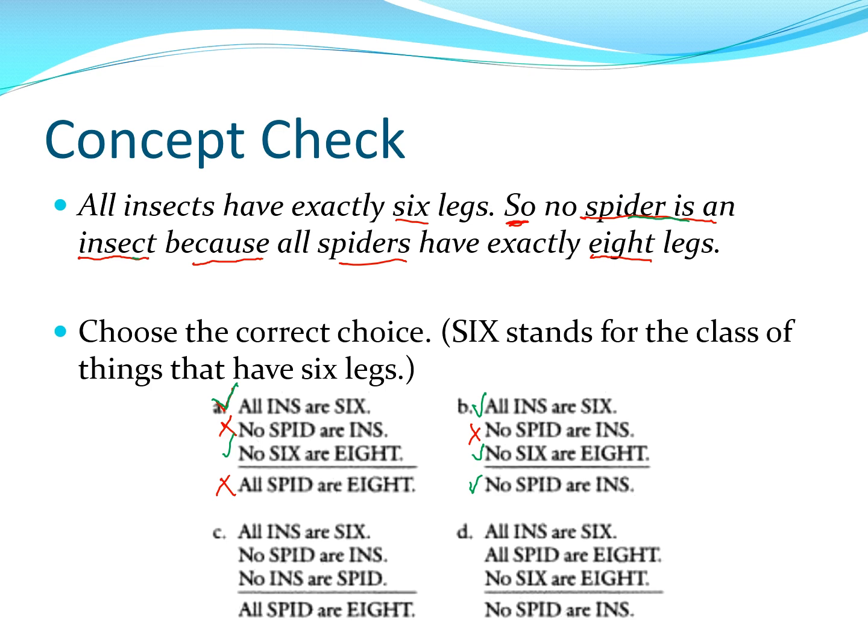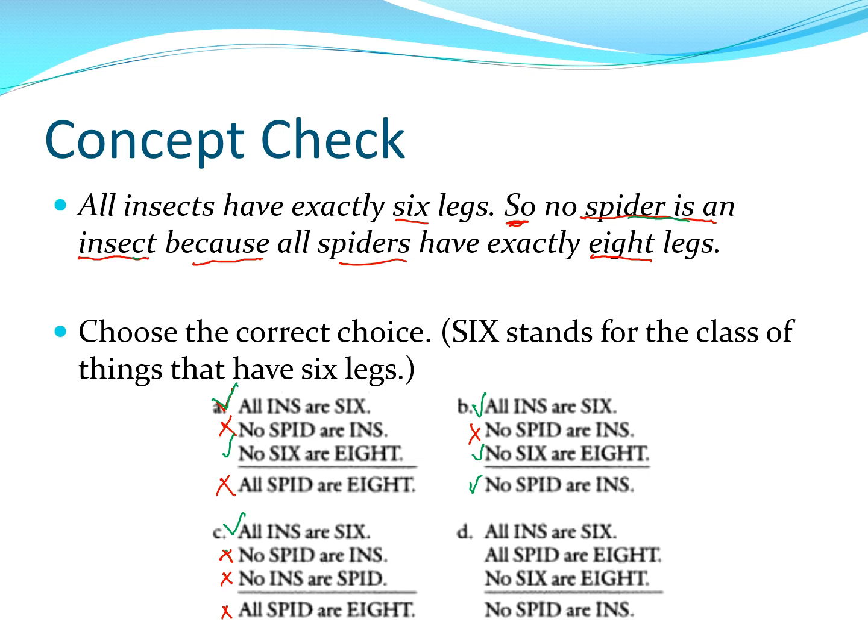C, all insects are 6. That is true. No spiders are insects. Again, we're not sure about that, so we cannot confirm that. No insects are spiders. That's the same thing, but it's just saying it backwards. All spiders are 8. That is true, but that's not our conclusion. Our conclusion says that no spider is an insect. So the conclusion is wrong.